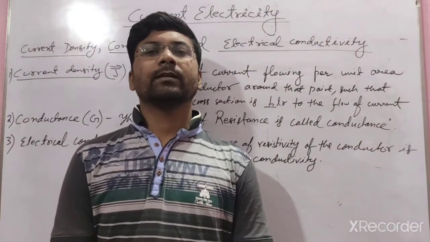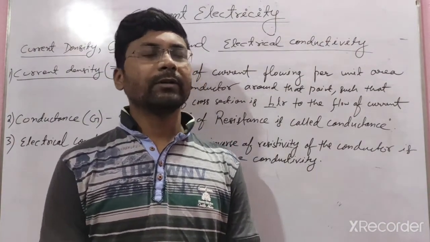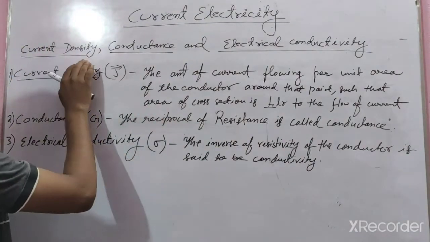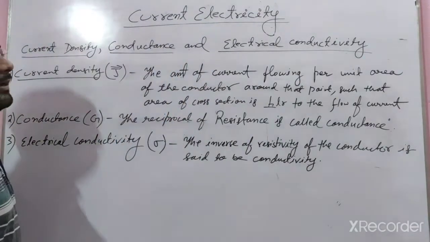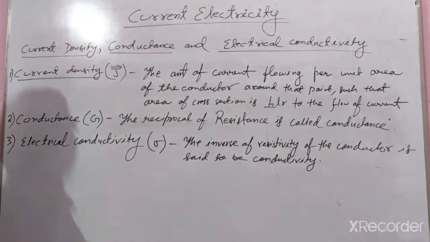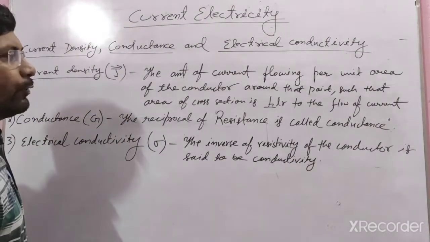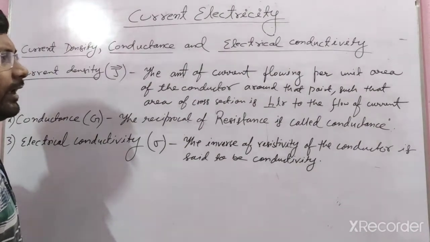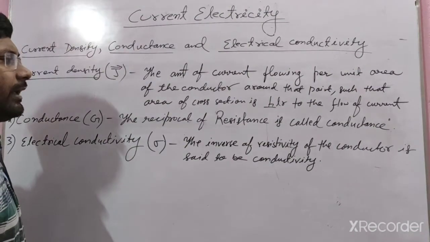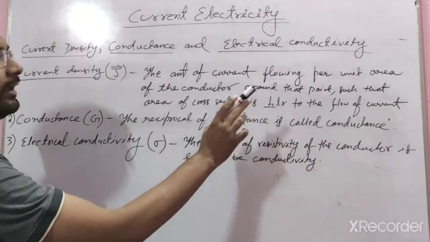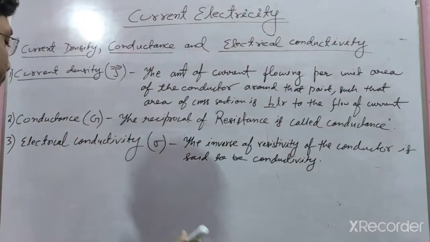Hello students, now we are going to study about current density, conductance and electrical conductivity. Current density is the amount of current flowing per unit area of the conductor around that point, such that the area of cross section is perpendicular to the flow of current.